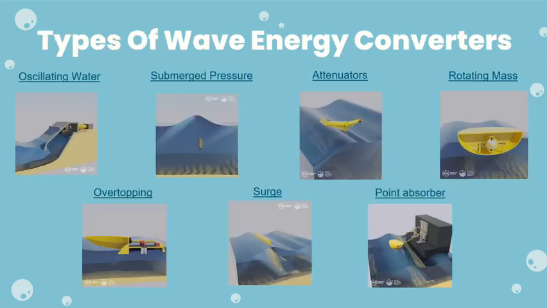Here are a few examples of wave energy converters. We're going to focus on attenuators specifically. So all of these produce waves or wave energy, and these are called wave energy converters. Whether they're submerged underwater or above water, somehow they are producing energy that converts into electrical.